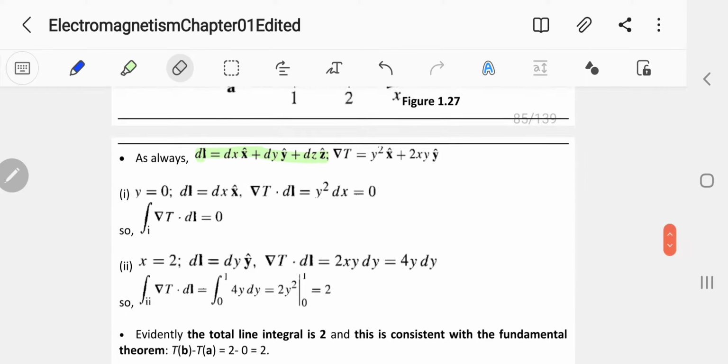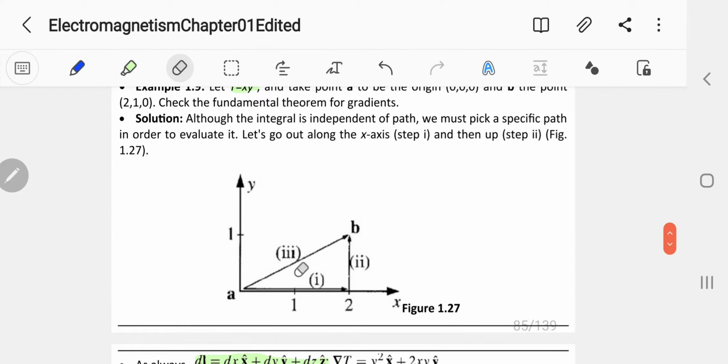So for segment 1 here, the value of y is equal to 0, and for segment 2 the value of x is equal to 2. In segment 1 the value of y is 0, so it does not change, but x will change from 0 to 2. In segment 2 the x is constant, with a value of 2, but the y goes from 0 to 1.